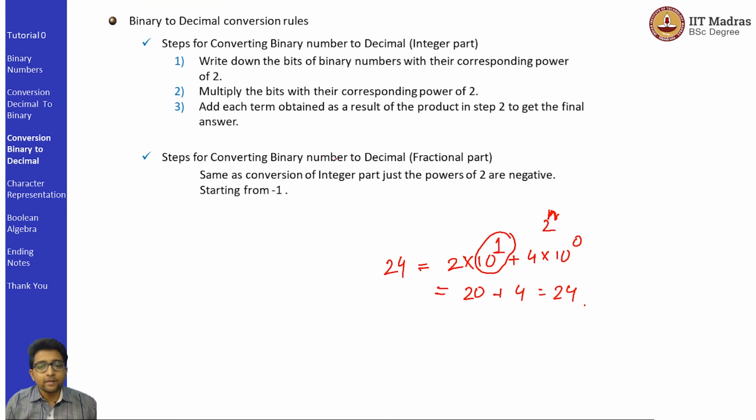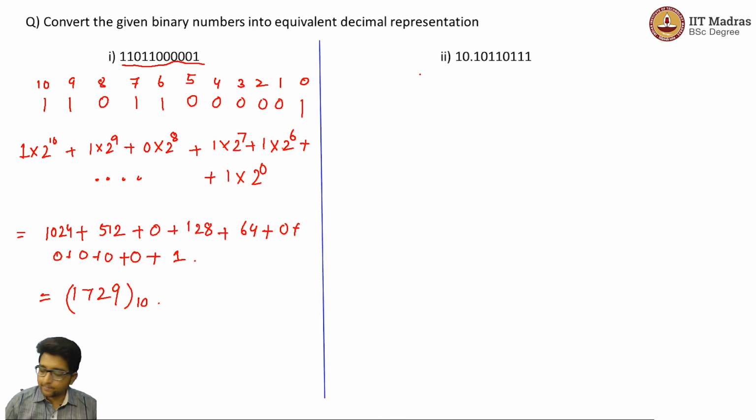Okay, so the steps for converting a binary number to decimal for the fractional part are the same as the conversion of the integer part, just the power will start from -1. The powers we assigned previously started from 0. Now in the fractional part, it will start from -1 and the process is similar. So let's see what we do. The integral part is easy, we proceed like the previous rule: 1 into 2 to the power 1 plus 0 into 2 to the power 0. We get it as 2, right?